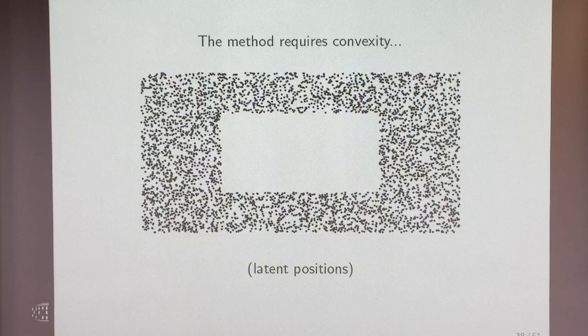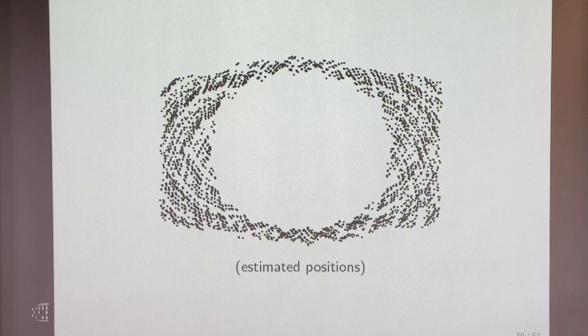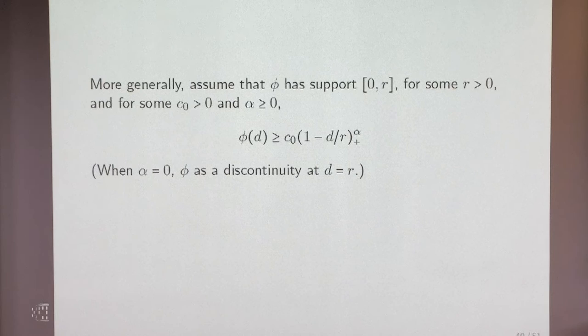Now the method, if you saw the condition, the central one was that the points are dense in their convex hull. So the method requires convexity, and in fact, if those are the latent positions, this is what you recover. So same limitations as Isomap, of course. We're not doing quite Isomap because here we don't have the weights.